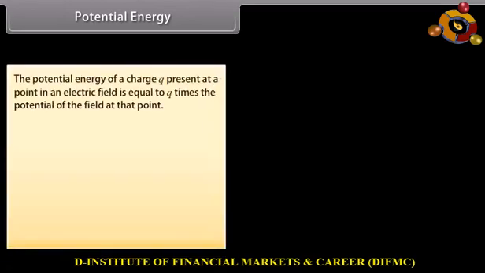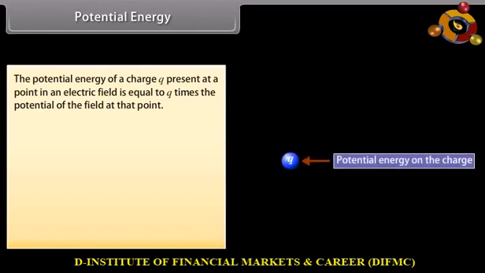Potential energy. The potential energy of a charge q present at a point in an electric field is equal to q times the potential of the field at that point. U is equal to qV. The unit of potential energy is joule.